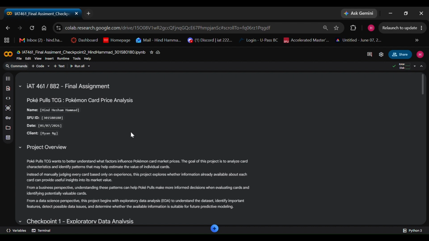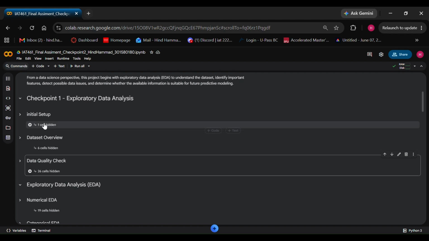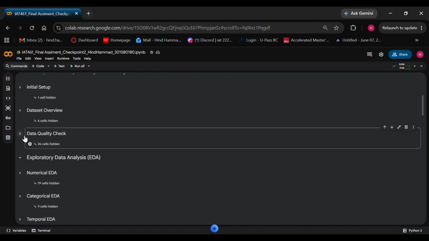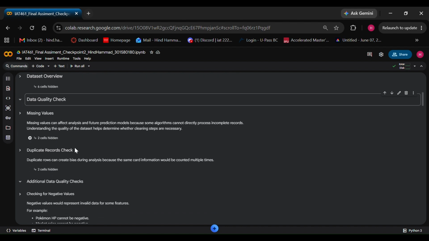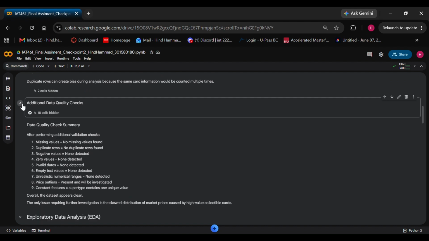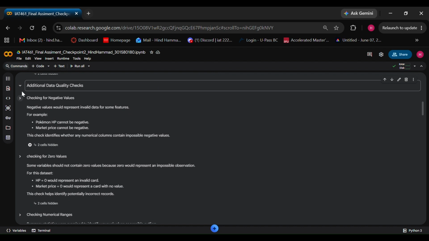So we first started with installing all the imports and getting the data, looking over it. I found that it had the rarity, how rare something is, its HP, the Pokemon card in this case, the artist, the year. And regarding the data quality check, I did a bunch of checks. The missing values, there were none, duplicates, none. I also did some additional ones because there was nothing on the other ones. I checked for negatives, zero values, nothing.